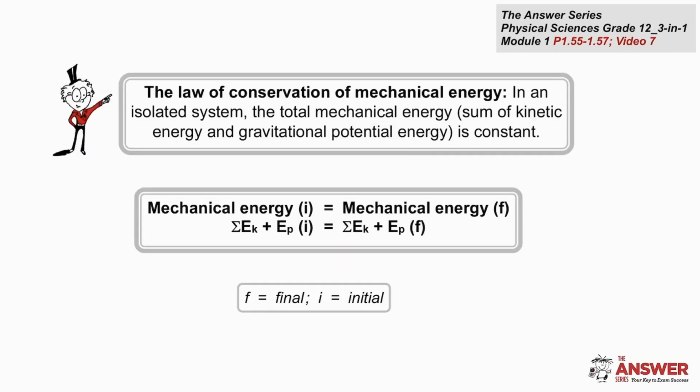From grade 10, here is the law of conservation of mechanical energy. Let's read it together. In an isolated system, the total mechanical energy is constant. Keywords are isolated, total, and constant. Don't say conserved, then you're defining conservation using conserved, which doesn't take anyone's understanding forward. The expression contains a sigma sign from mathematics, and it uses I for the initial conditions and F for the final conditions.